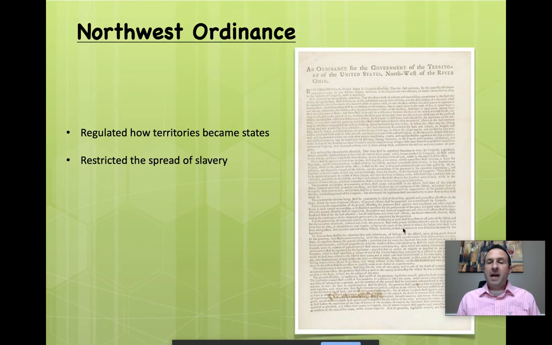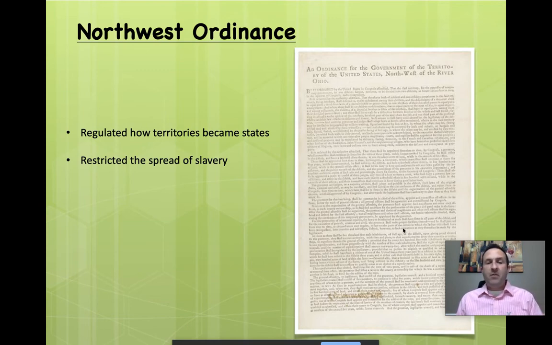Again, early on, you're talking Kentucky, Tennessee, up into Ohio, Illinois, Indiana, Michigan. All these states that were not states yet, just territories. This provided the pathway to how a territory becomes a state. It laid out that you have to have so many people who are voting citizens. They have to form a stable government.